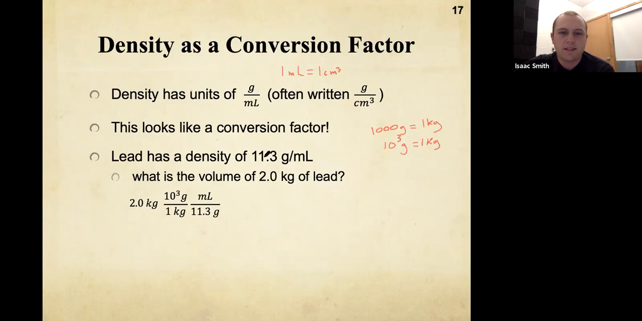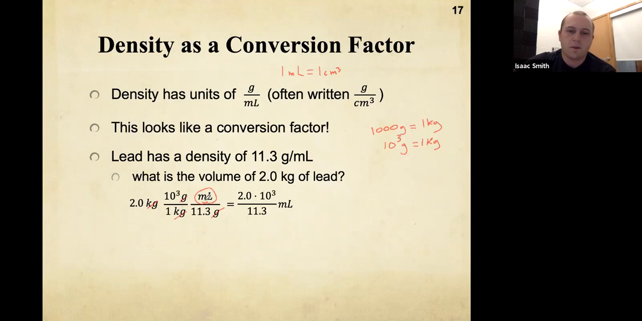And then we use the density, which is 11.3 grams per milliliter. And again, since it's a conversion factor here, we can flip it around. So this 11.3 could either be on the top or the bottom. Here we have 11.3 grams on the bottom with milliliters on top. And the reason we do that is because we want the grams to be on opposite sides so that they can cancel out. So kilograms is going to cancel, grams is going to cancel, and we're left with milliliters in our answer.